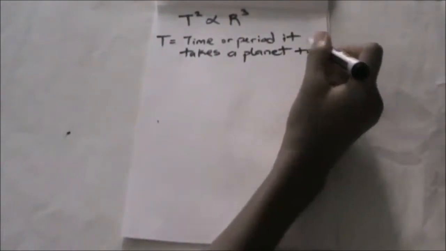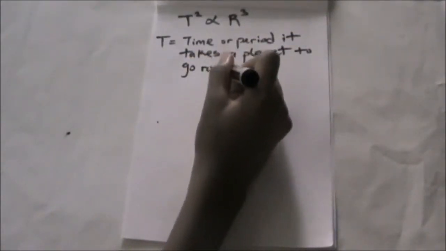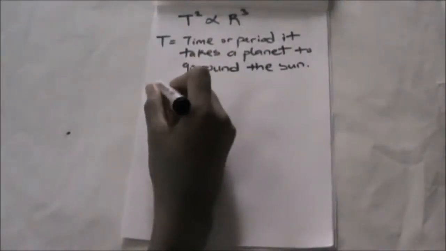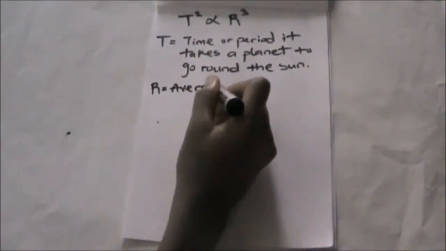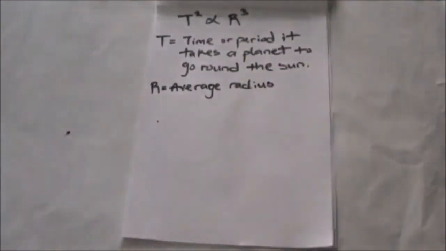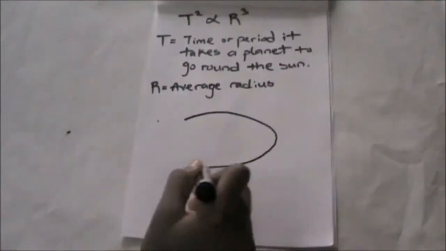So in general, T squared is directly proportional to r raised to power 3, where T is the time or period it takes a planet to go round the sun, and r is the average radius. Now let's give a diagram for more explanation.